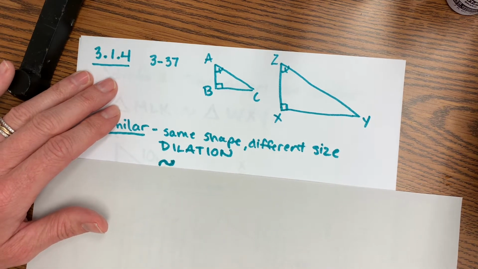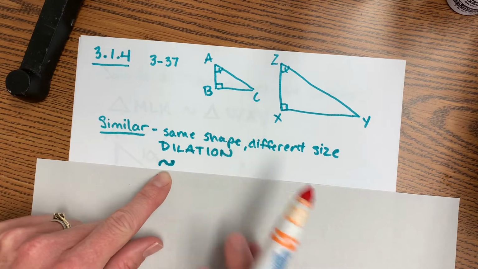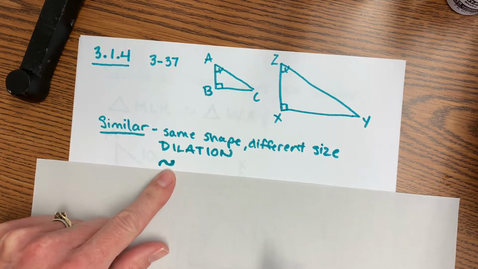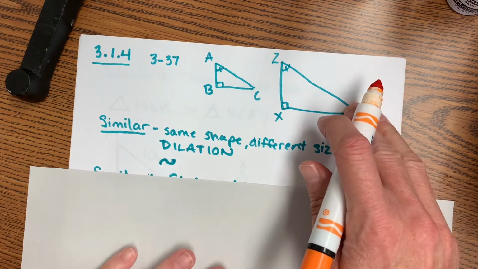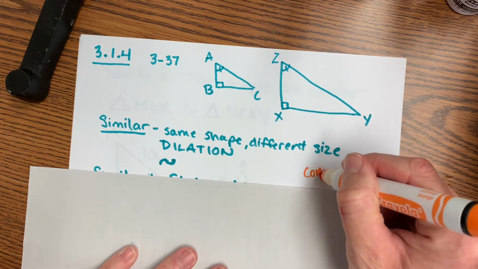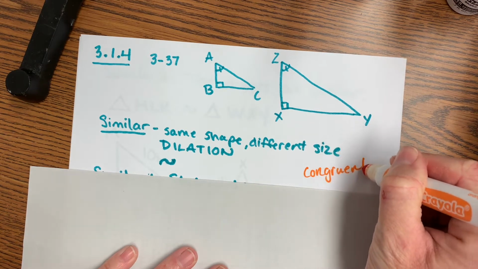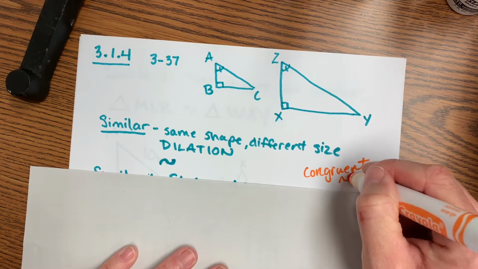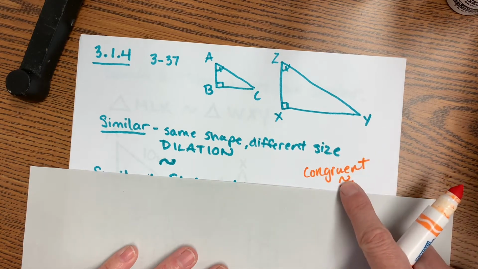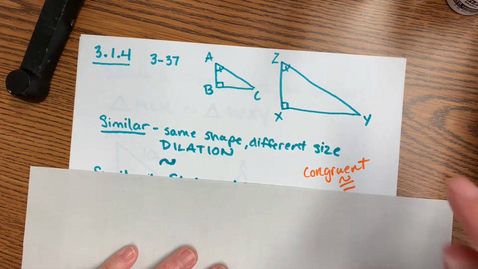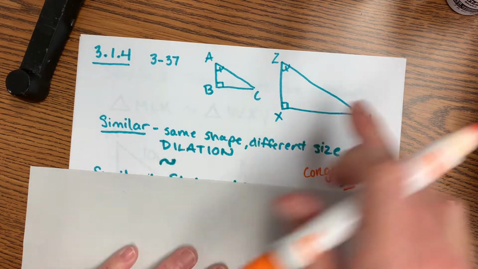This is the similar symbol. You need to know it. So similar is one little squiggle. Remember, just a side note, for a shape to be called congruent, it has to be equal to another shape. And the symbol is a similar squiggle with an equal bar. So that's congruent. Similar is just one squiggle.